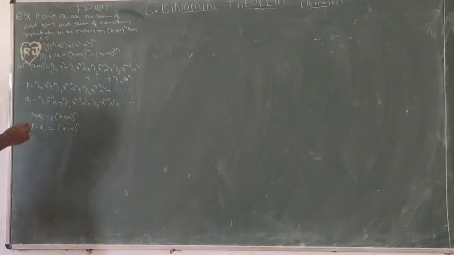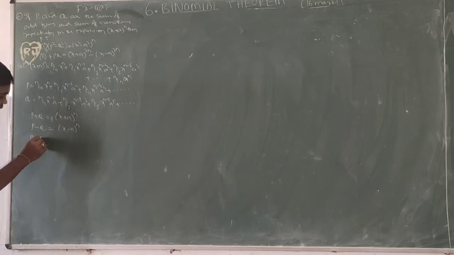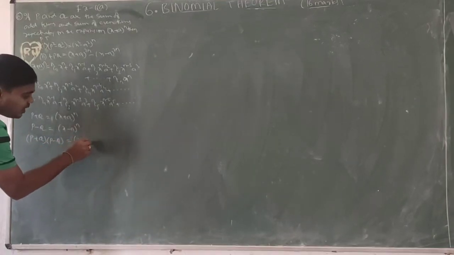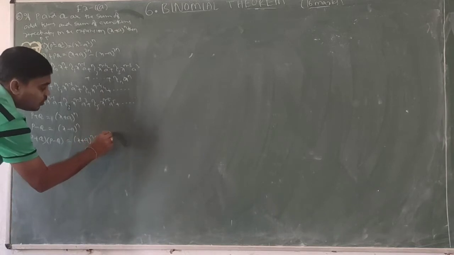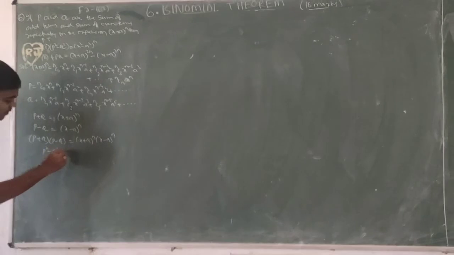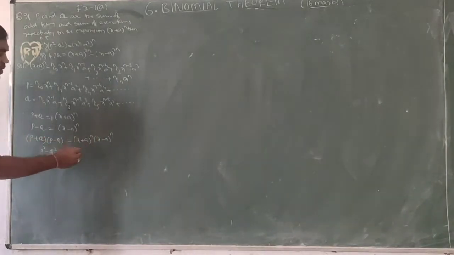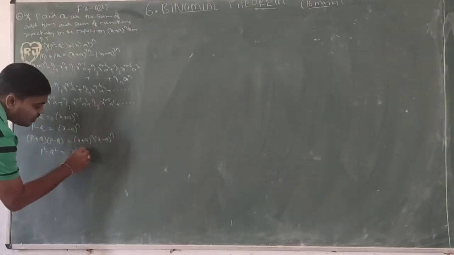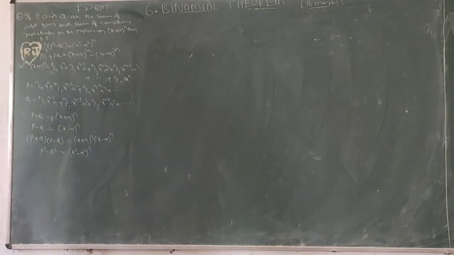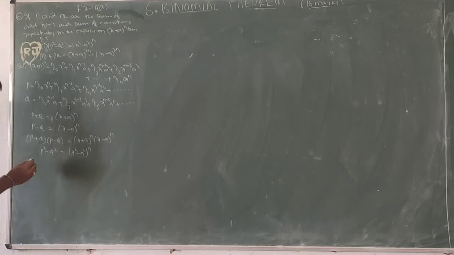So now I want to do the product, p square minus q square, which is p plus q into p minus q, which is equal to (x plus a) whole power n into (x minus a) whole power n. Using a plus b into a minus b equal to a square minus b square, we get (x square minus a square) whole power n. So first one done.